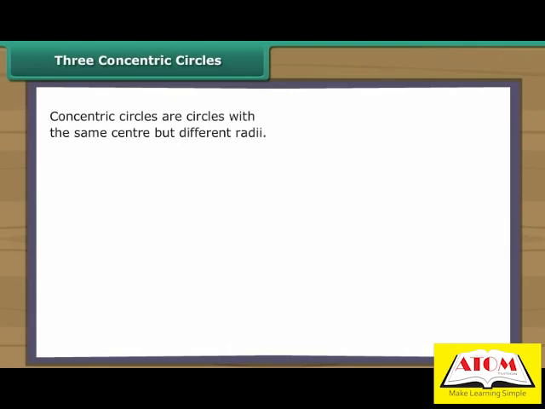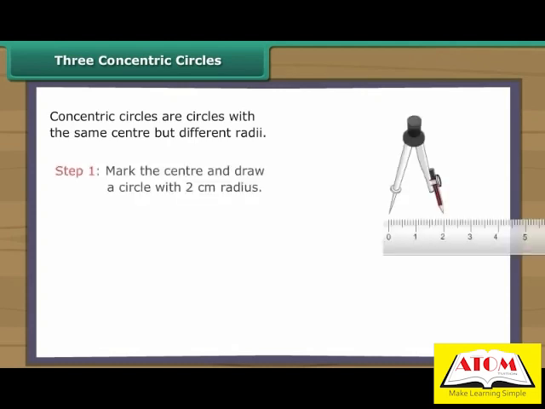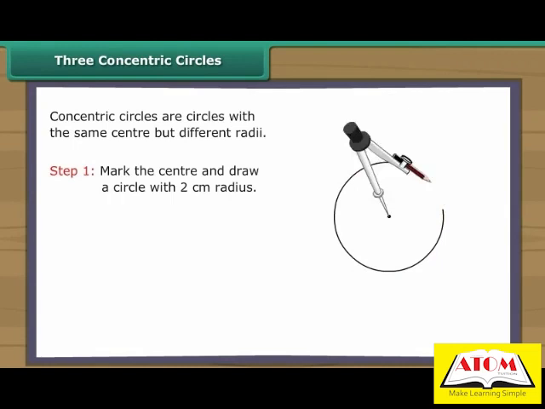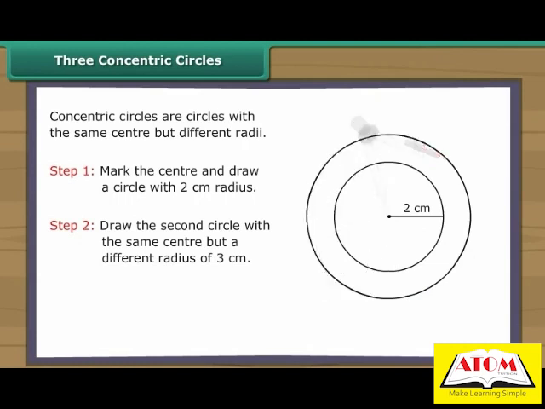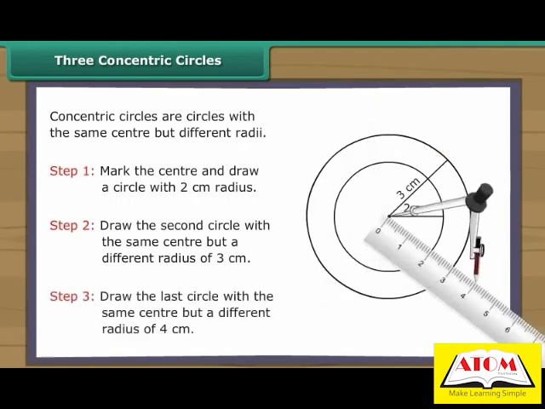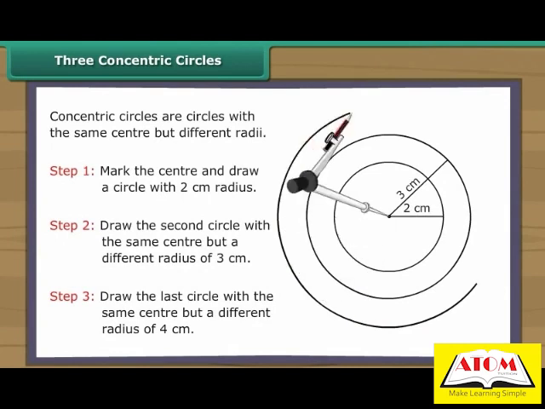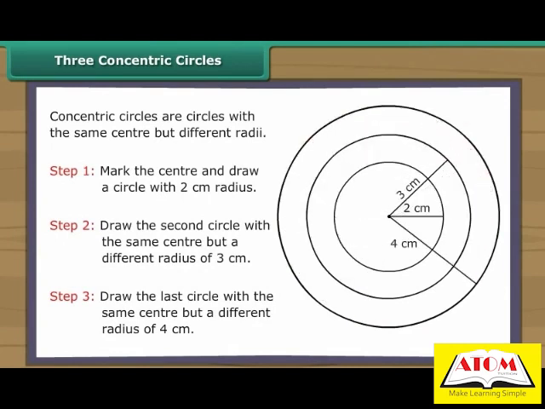3 concentric circles. Concentric circles are circles with the same center but different radii. Let us now draw 3 concentric circles with the radii 2, 3 and 4. Mark the center and draw a circle with 2 centimeters radius. Draw the second circle with the same center but a different radius of 3 centimeters. Draw the last circle again with the same center but a different radius of 4 centimeters. We have 3 concentric circles.